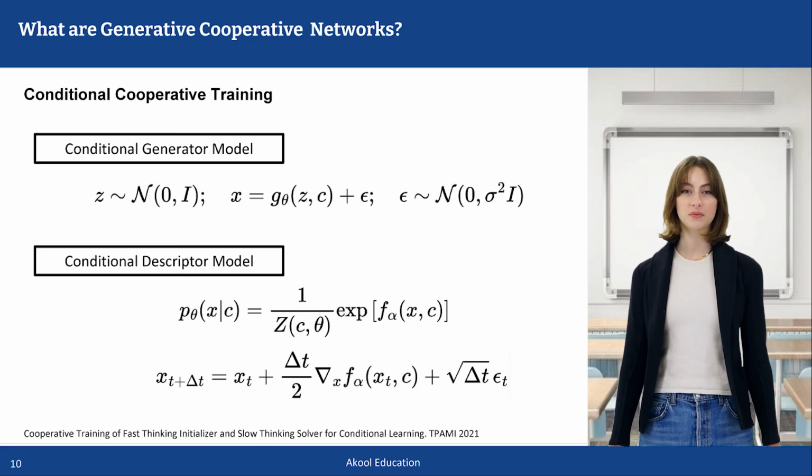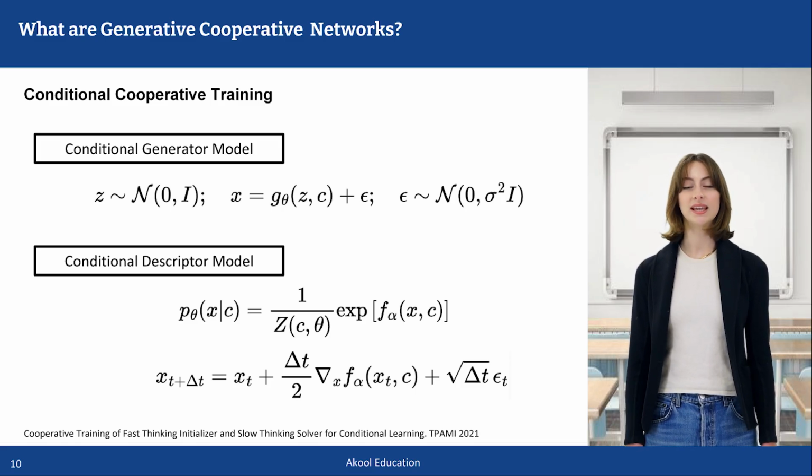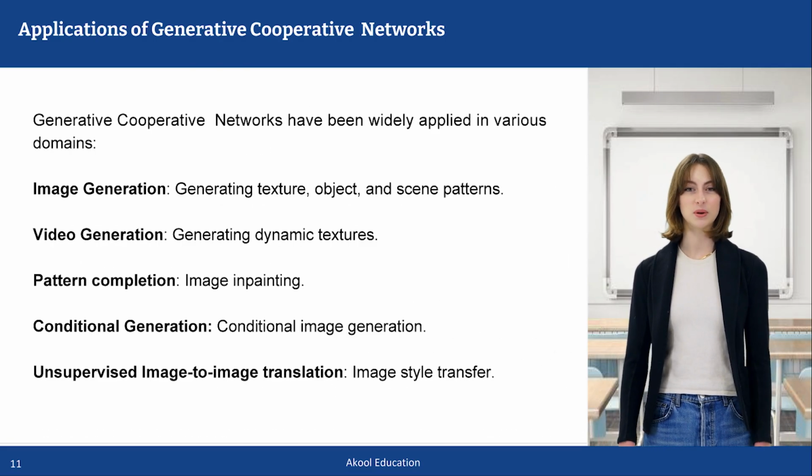Generative cooperative networks can also be extended to a conditional version for conditional learning. For example, by conditioning both the descriptor and the generator on input variables, we can perform tasks like conditional image generation and pattern completion. Generative cooperative networks have found applications in a wide range of domains.